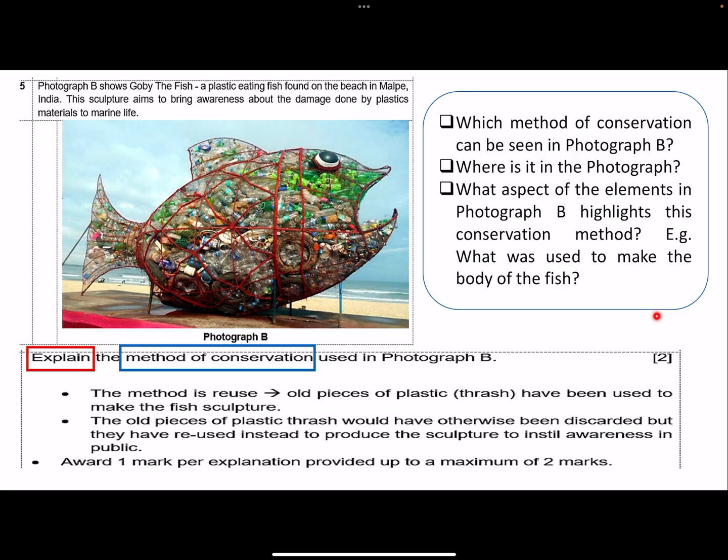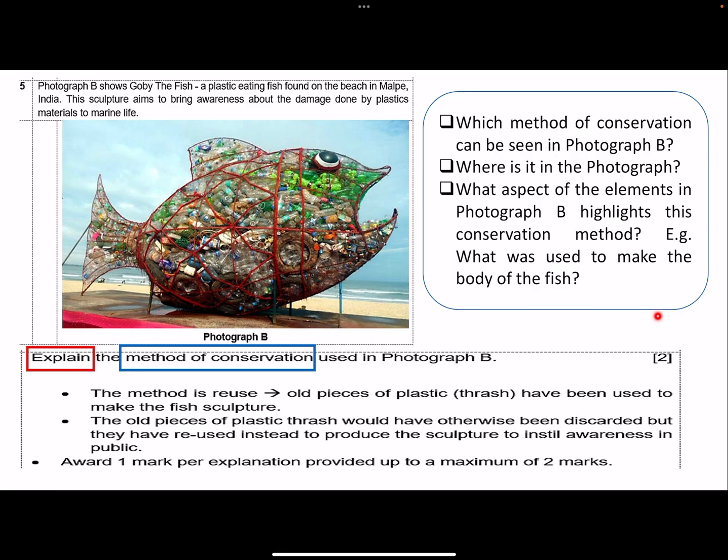So in this case here, actually what they're doing is they're just using the trash for something else. Okay, there's no change in the function of the trash. The trash is still in its original state. It is still trash. So the method is reuse, right? Then of course the explaining comes in: what are you using the trash for now?